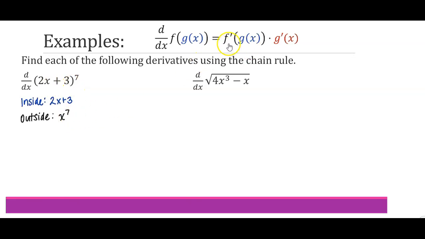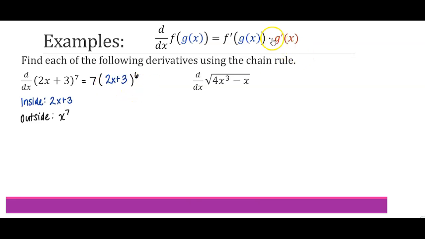Now, the chain rule says take the derivative of the outside function while leaving the inside function the same. So the derivative of the outside function, the derivative of x to the 7th, is 7x to the 6th. So I'm going to go ahead and start by saying that this equals 7, but instead of x to the 6th, I'm going to leave a big set of parentheses here. Because instead of putting x, we put the whole inside function exactly as it is. So I'm going to replace this with 2x plus 3.